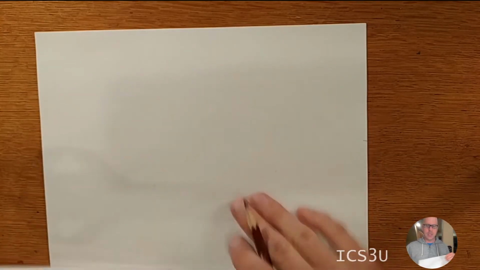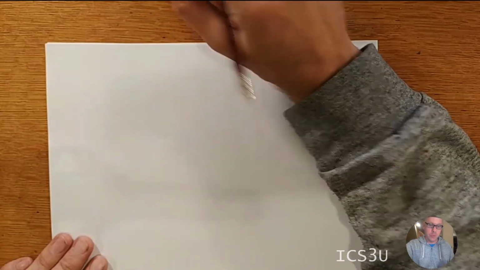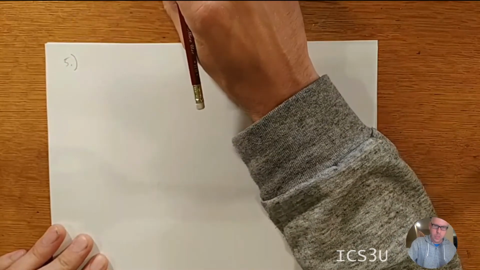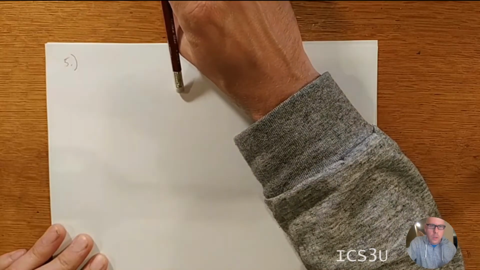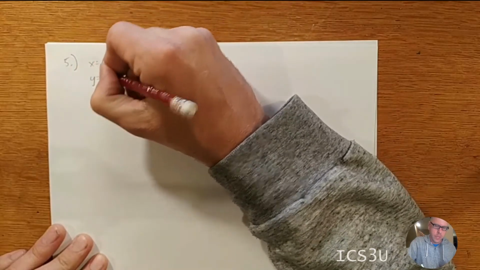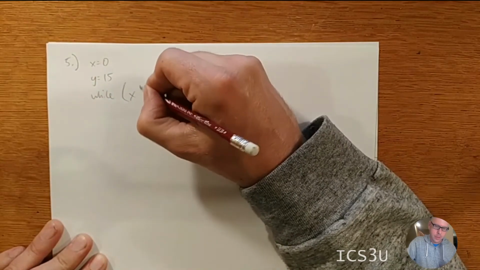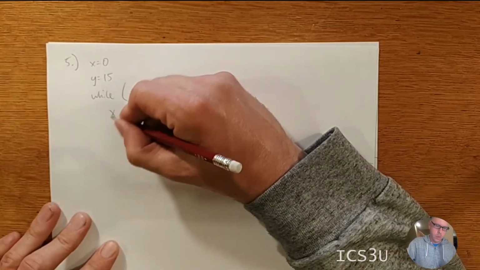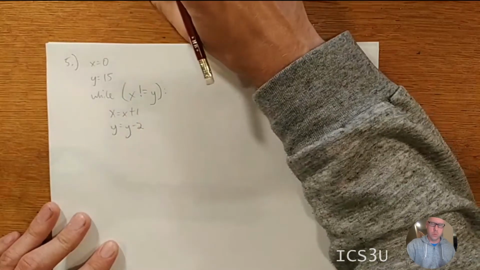So one last example, example number 5. And example number 5 is shorter. So let me just see if you can see my camera okay. So 5. We have x equals 0, y equals 15, and then we have while x does not equal y. So remember, that's the not equal to symbol. We're going to do x equals x plus 1 and y equals y minus 2.